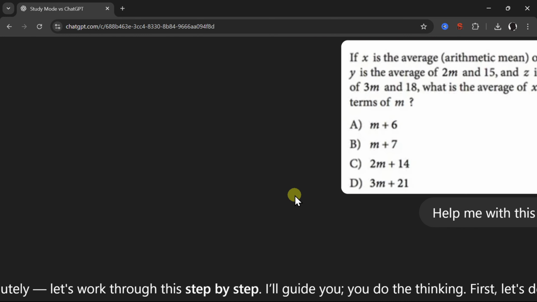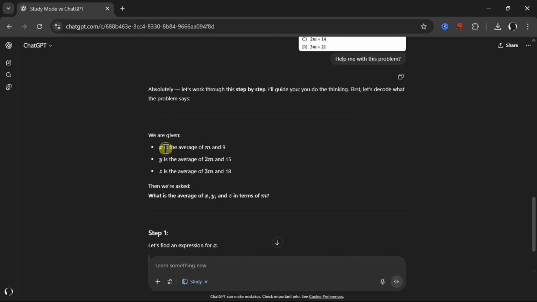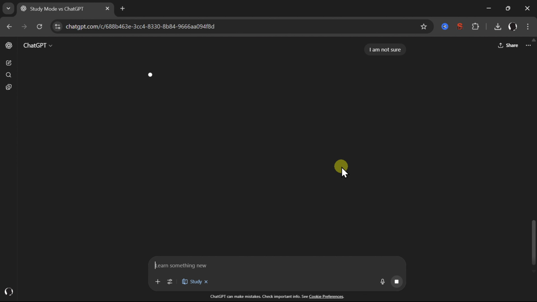I don't understand what is happening here. What is the problem here at all? So let's see. We are given x is the average of m and 9. Then we ask, what is the average of x, y, and z in terms of m? Step 1. Let's find an expression for x. If x is the average of m and 9, what is x in terms of m? And you see now, it asks me, your turn, just use the average formula. I'm not sure.